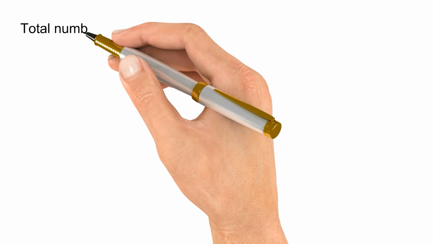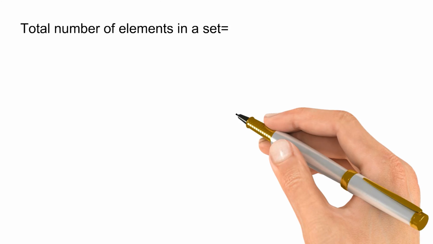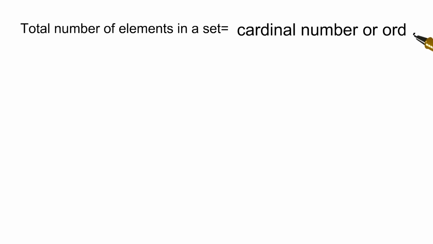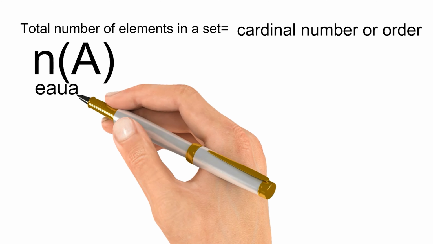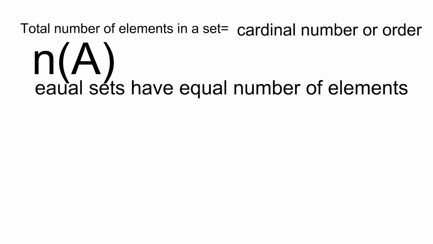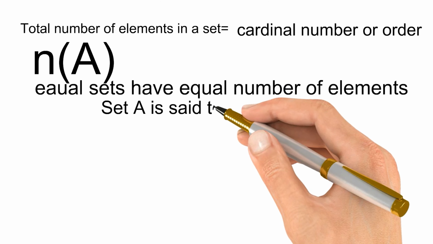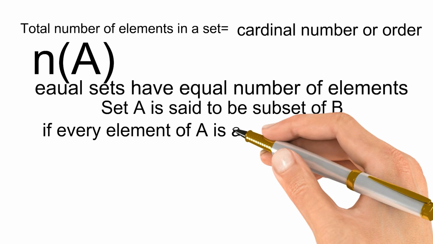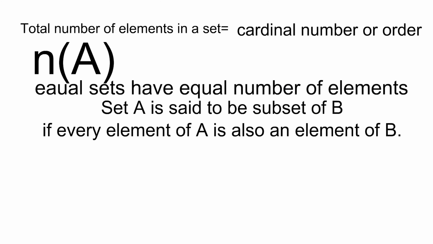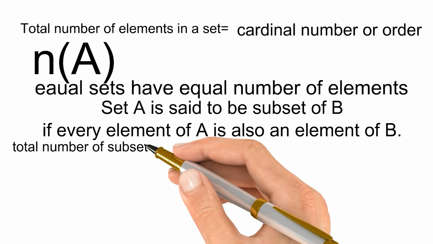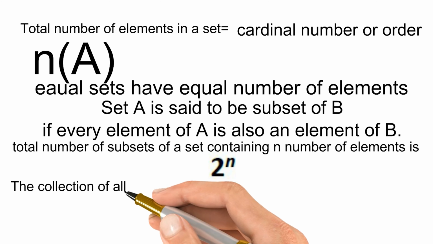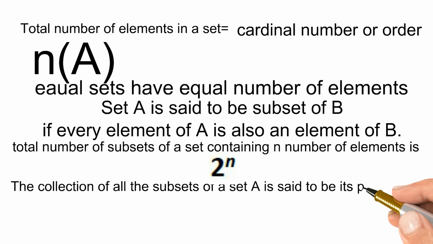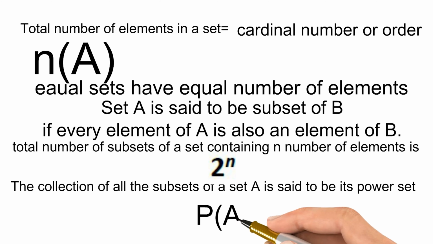Next, the number of elements present in a finite set is called its cardinal number or order and is denoted by n of A. Two sets A and B are said to be equal if they have equal elements. Set A is said to be a subset of B if every element of A is also an element of B. The total number of subsets of a set containing n elements is 2 to the power n. The collection of all the subsets of a set A is said to be its power set and is denoted by P of A.